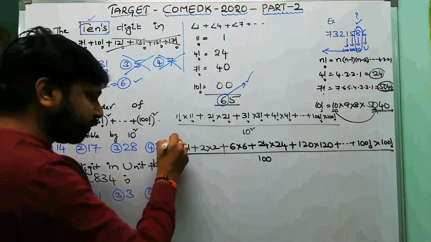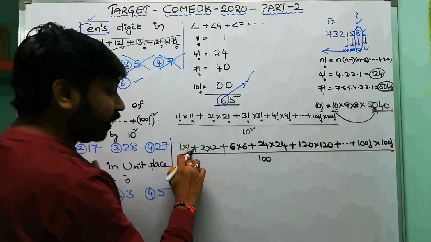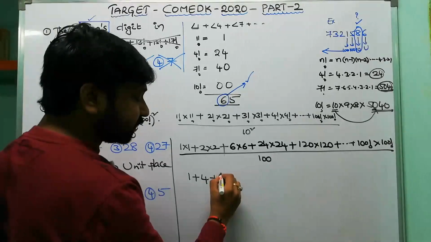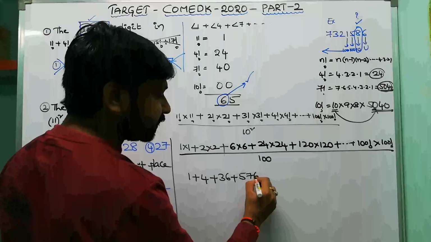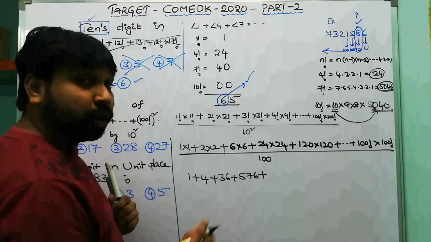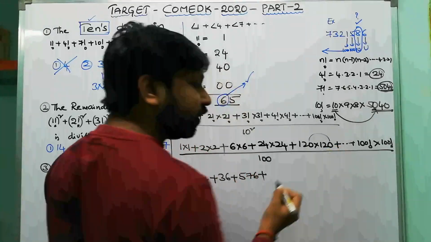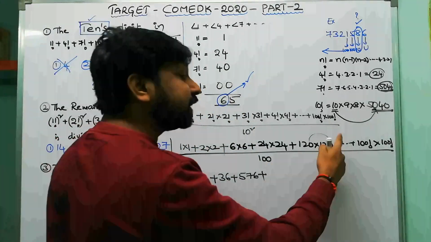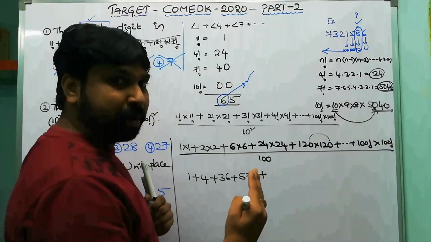If you observe very clearly, friends: 1 into 1, 1. Plus 2 into 2, 4. Plus 6 into 6, 36. Plus 24 into 24, 576. Plus 120 into 120, no need to multiply. Look, friends, while multiplying 0 into 0 you get 00. This 00, this 00 cancel, and these continuing values will be divisible by 100.